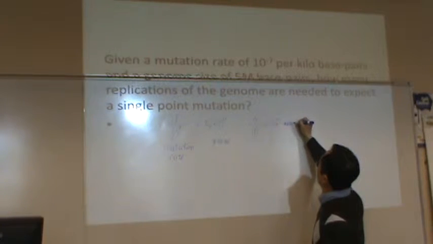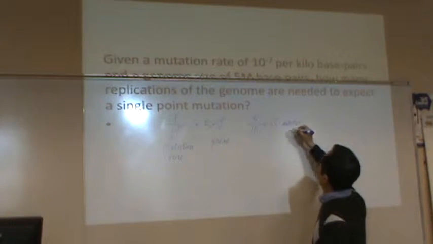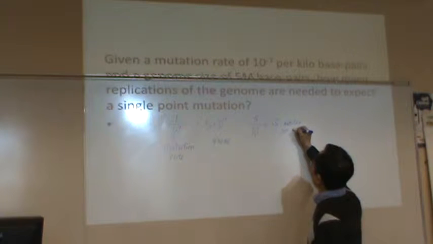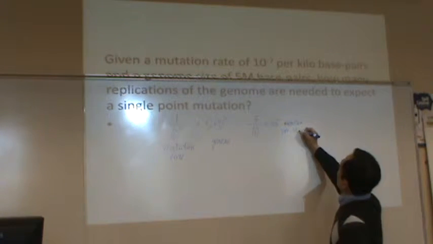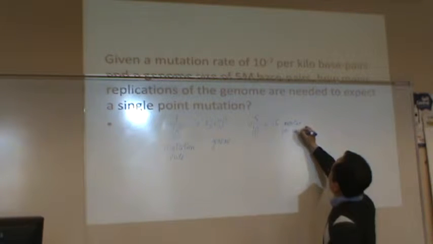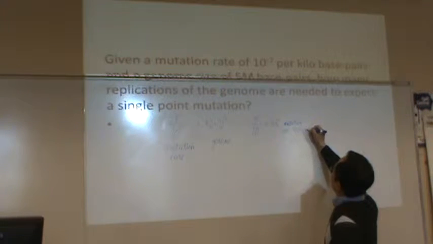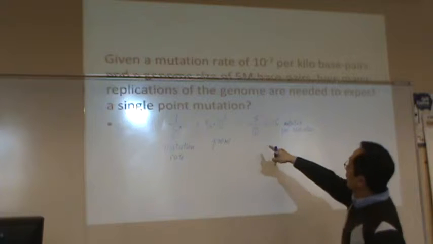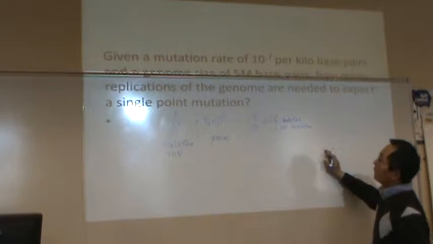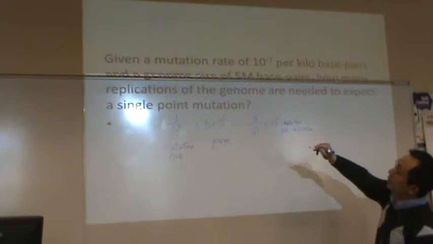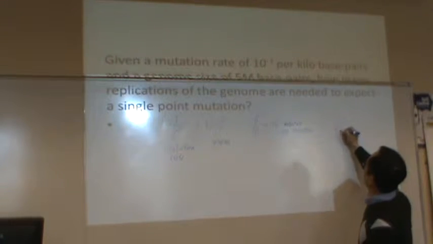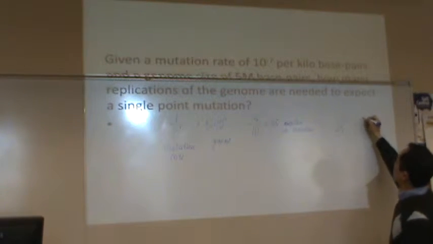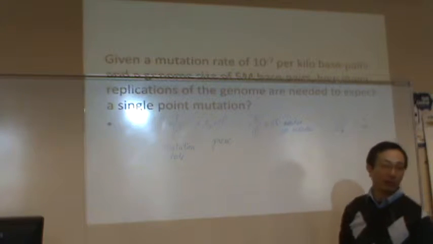0.5 mutation per replication. Okay, so when the genome is replicated once, it's 0.5 mutation. And how many replications do we need to get a single point mutation? It's basically 1 divided by 0.5, or 2 replications.